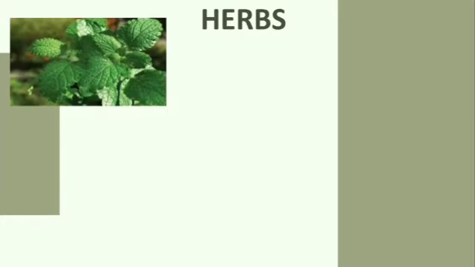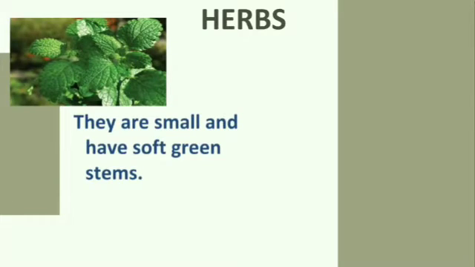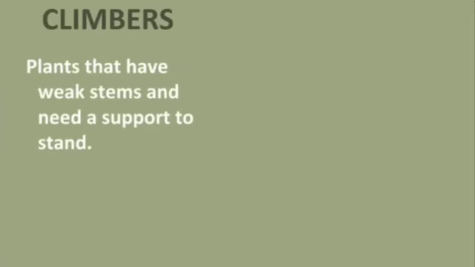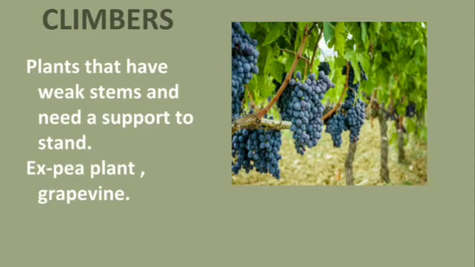Herbs. Some of the plants that are very small in size and have soft green stems are called herbs. Examples of herbs are tulsi, mint, etc. Climbers. Some of the plants that have weak stems and need a support to stand are called climbers. Examples of climbers are pea plant, grapevine, etc.